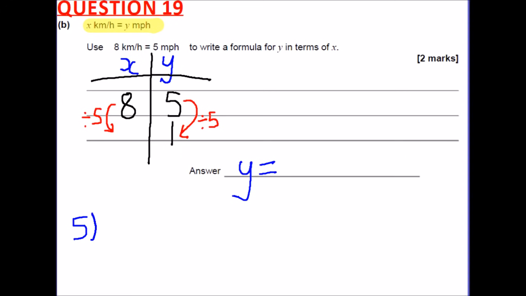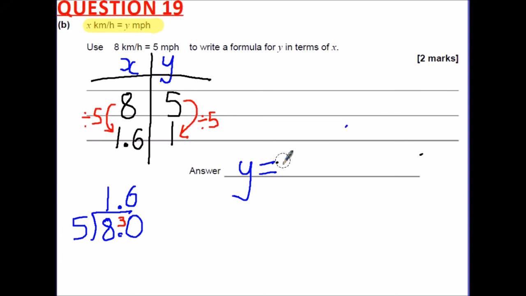So 5's into 8 we can do using the good old bus stop method. 5's into 8 we can fit 1, make sure the dot lines up top and bottom as well, and the remainder is 3. So that 0 has now become 30. Now 5's into 30, finally we have 6. And so that tells us that when y is 1, x is 1.6. And so y will equal x divided by 1.6.